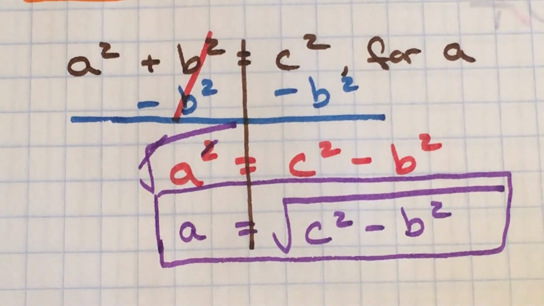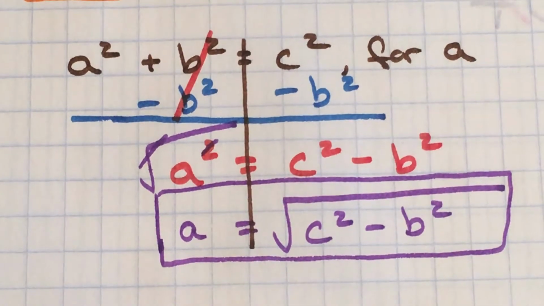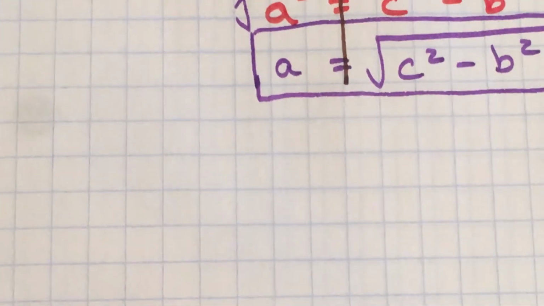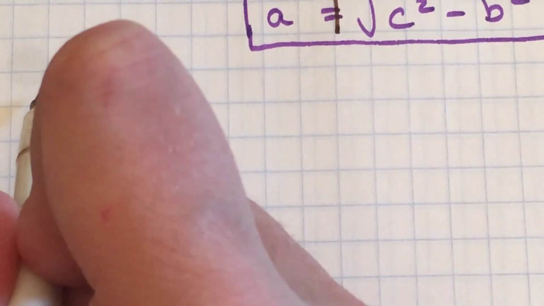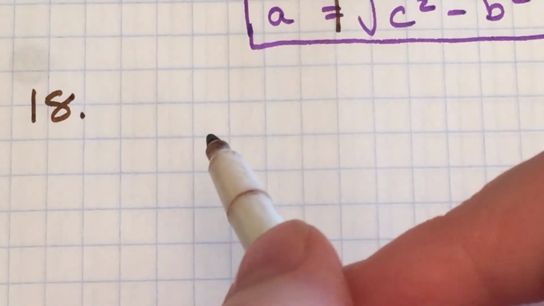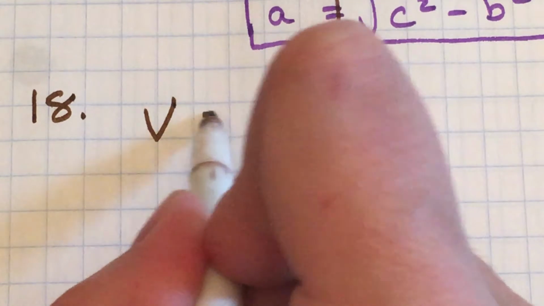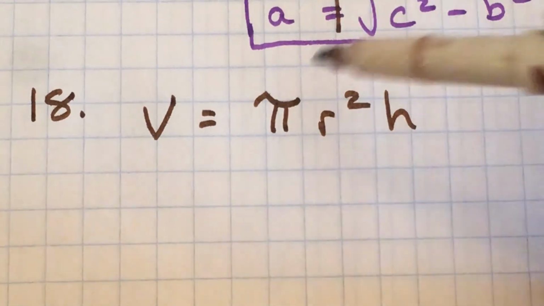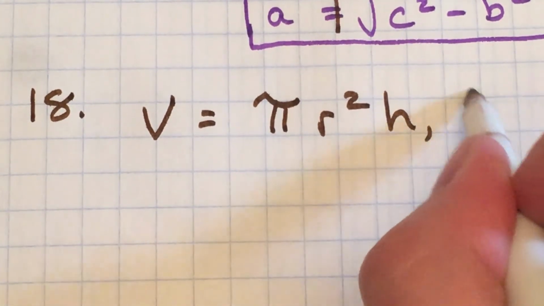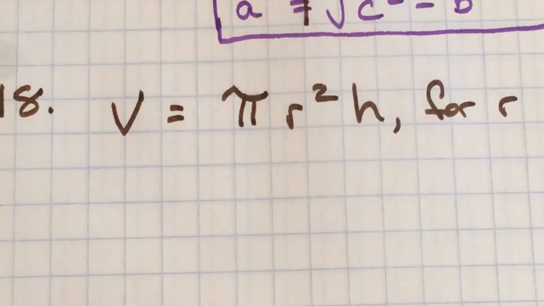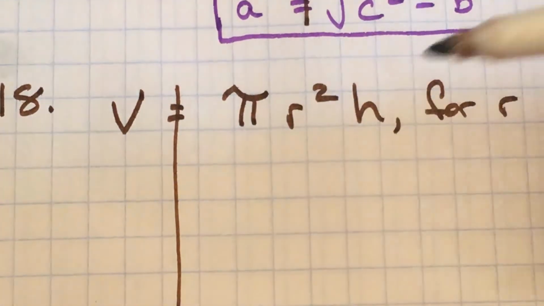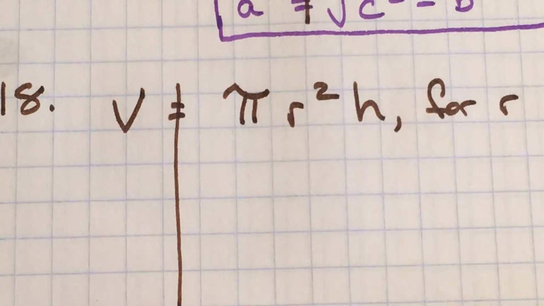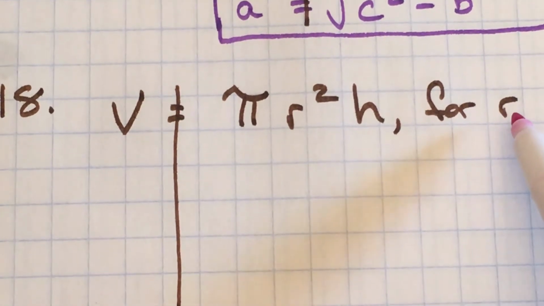Pretty great. All right, let's do one more problem together. We're going to skip all the way down to problem number 18. So 18, v equals pi r squared h. And we are going to solve for r. All right, so this is the volume of a cylinder. That's what this is. I'm solving for the radius.